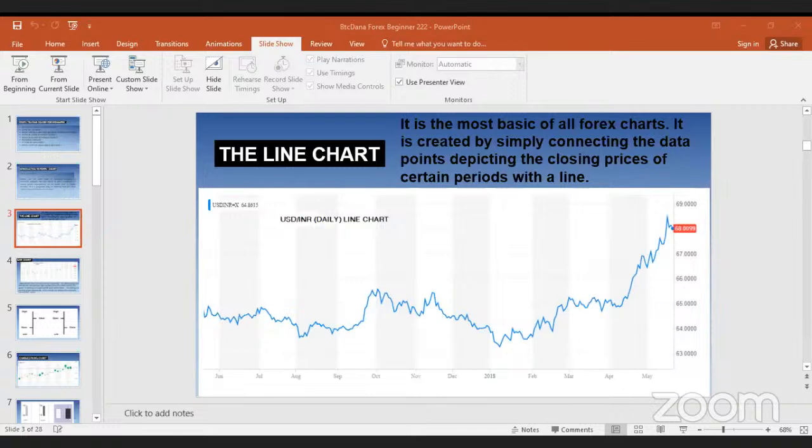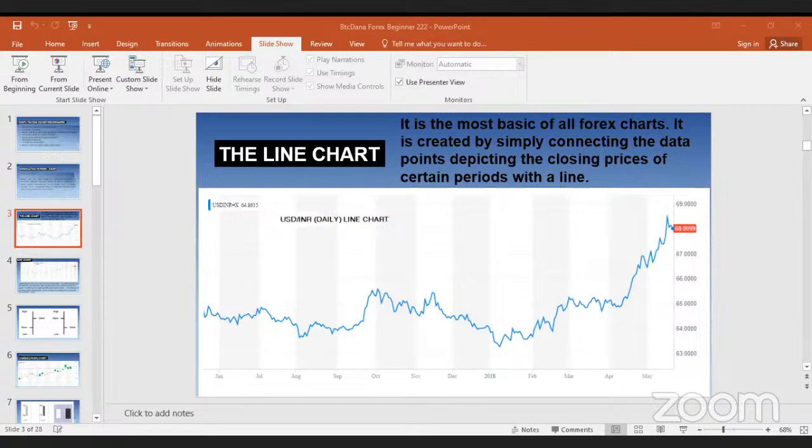And then we have the bar chart. This is an example of the bar chart. Unlike the line chart, the bar chart not only shows the closing price but also depicts the opening, the high and the low price of a certain period in the market. The graph is made up of a right and left dash.